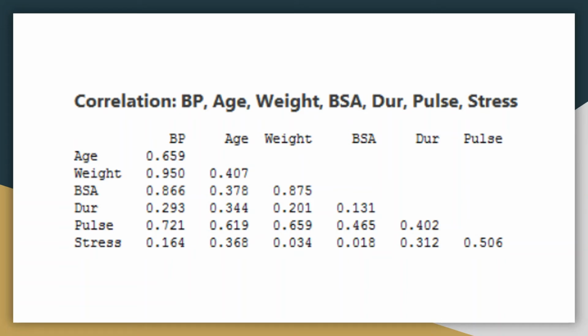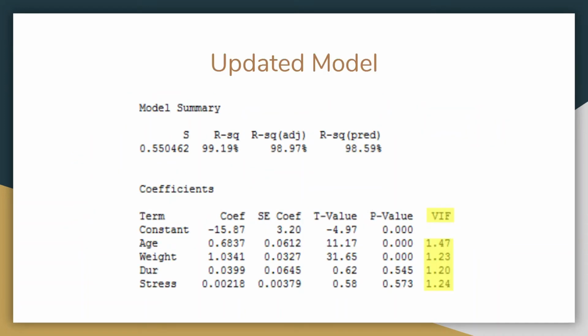So if we're looking at pulse, we should go ahead and remove that factor from the model since part of it is already represented in other variables that are included. If we're looking at weight and BSA, they recommend that we take away BSA because it would be more difficult to calculate. So we'll keep weight, age, the dur, and the stress, and then we run the regression again, and we see that the VIF is lower.